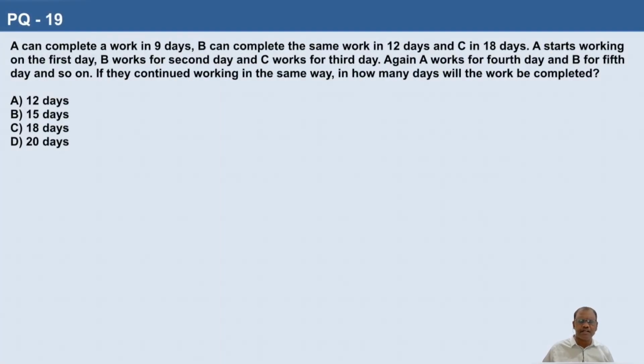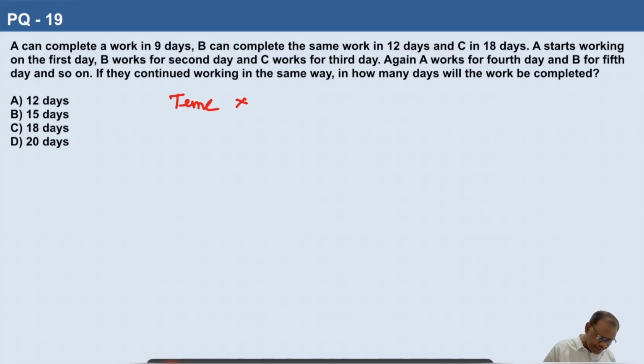Question number 19. A can complete a work in 9 days, B can complete the same work in 12 days and C in 18 days. A starts working on the first day, B works for second day and C works for third day. Again A works for fourth day and B for fifth day and so on. If they continue working in the same way, in how many days will the work be completed? So we'll just write down here the titles, same as the previous questions, time into rate is equals to work.